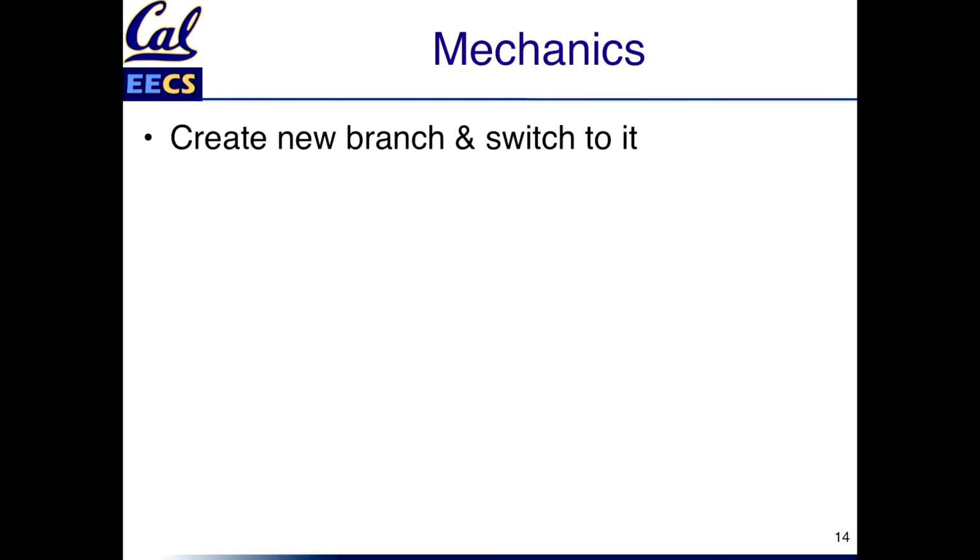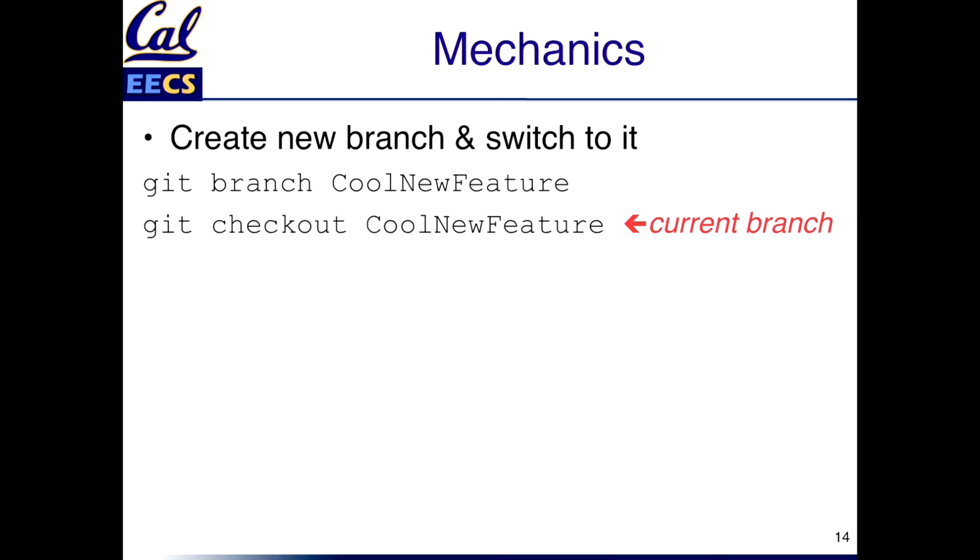OK, so the mechanics. How do you work with branches? To create a new branch and switch to it, you can either say git branch and then git checkout. There's always a notion of the current branch. So whenever you're editing in your repository, when you're making changes to a file, you're making changes to that file as it exists on some particular branch. And if you look in the book, there's a really neat hack that I copied from someplace on the internet that makes your shell prompt tell you which branch you're currently in.